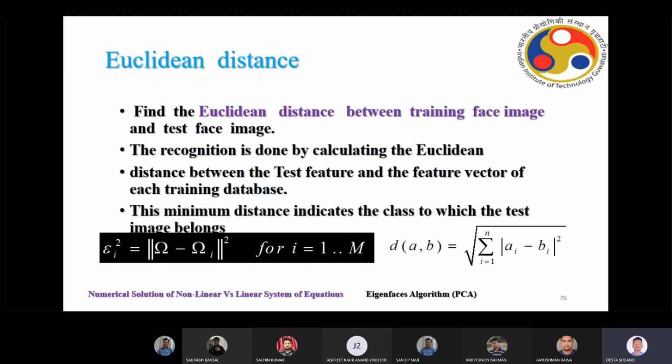So this is the formula, and the minimum distance indicates the class of the test image. This is a metric space or distance function, d of A, B, which is equal to the square root of the summation over i from 1 to n of the norm of Ai minus Bi squared.